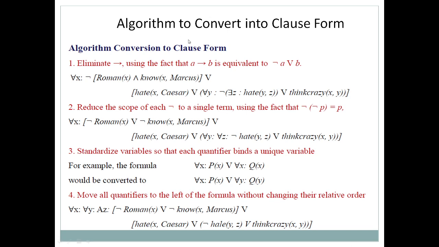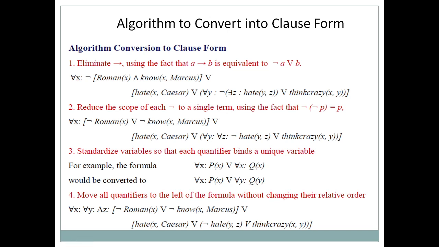So how to eliminate this? A implies B is equivalent to negation of A or B. That means if in the predicate logic you find an implication sign, you have to replace it with this kind of expression, negation of A or B. You apply the negation sign to the left hand side term, replace the implication sign by OR, and the right hand side term remains as it is.